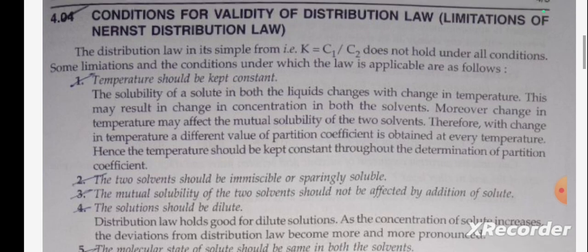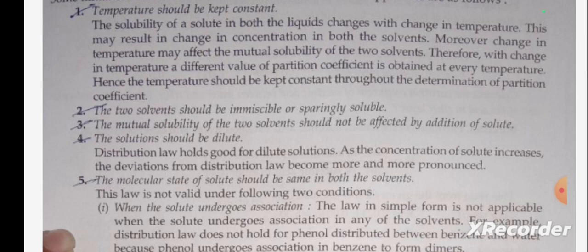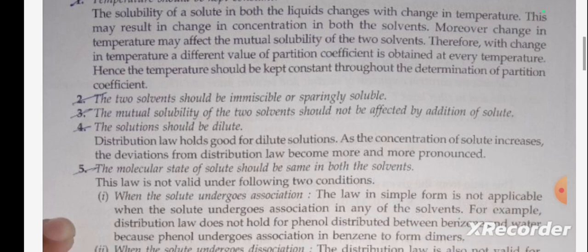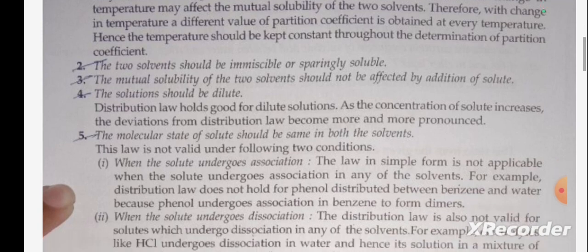Conditions for the validity of distribution law: the distribution law in the simple form K is equal to C1 by C2 does not hold under all conditions. Some limitations and conditions under which the law is applicable are as follows. Temperature should be kept constant. Solubility of a solute in both the liquids changes with the change in temperature. This may result in the change in concentration in both the solvents. Moreover, change in the temperature may affect the mutual solubility of the solvents. Therefore, with the change in temperature, a different value of partition coefficient is obtained at every temperature. Hence the temperature should be kept constant throughout the determination of partition coefficient.